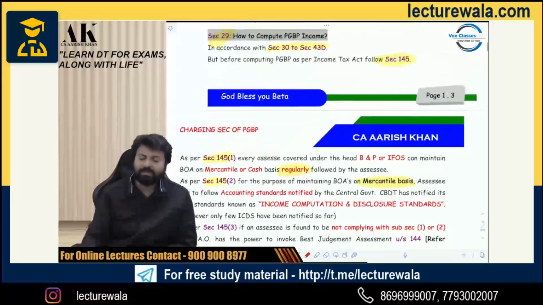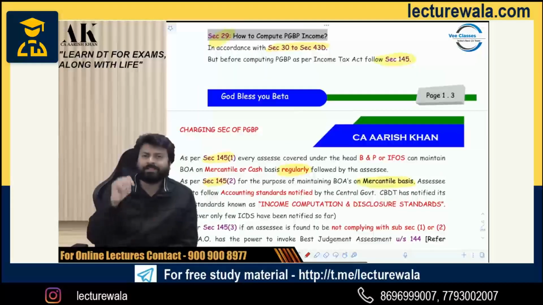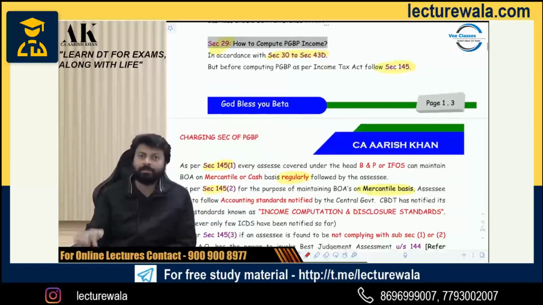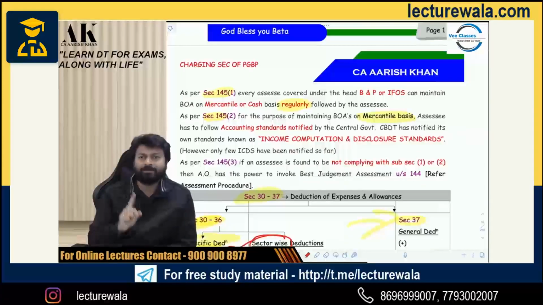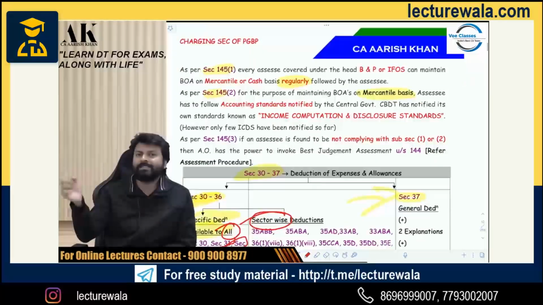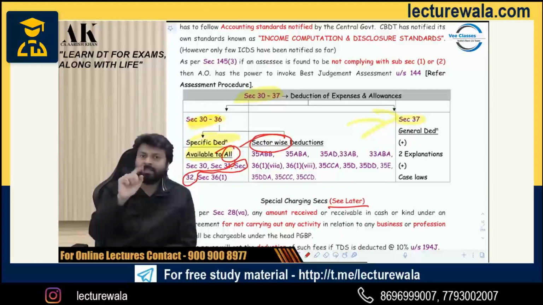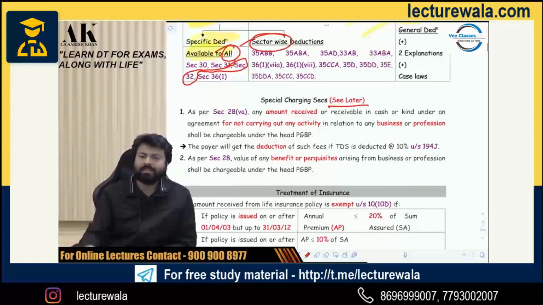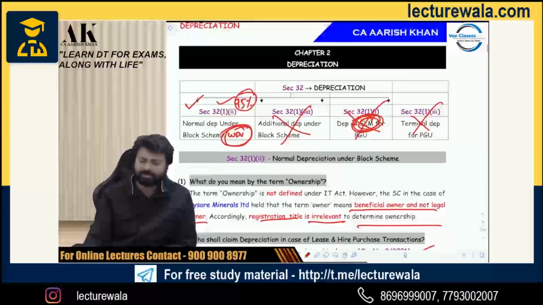Then we started with how to compute PGBP. You have to follow sections 30 to 43D. But before that, you have to maintain books of accounts. As per 145(1), mercantile or cash, whichever you want to, but follow it regularly. If mercantile system, follow the accounting standards given by ICDS, that is CBDT. And if you do not follow these things, then there will be a best judgment assessment against you. And then we started with the discussion of classification of sections.